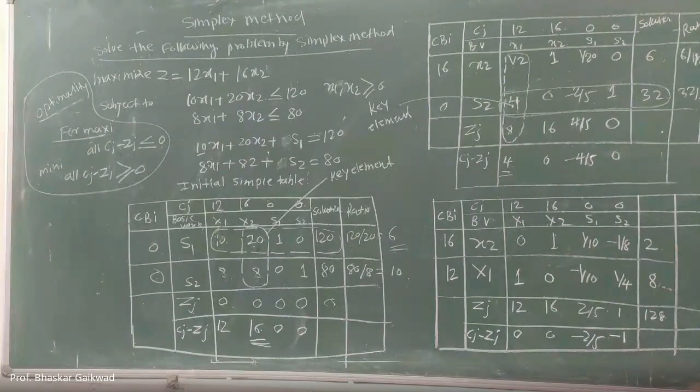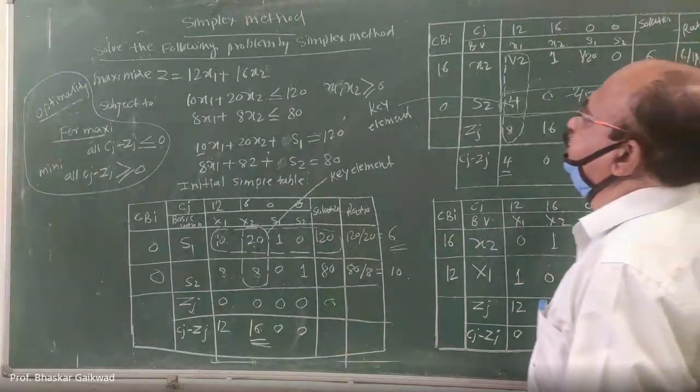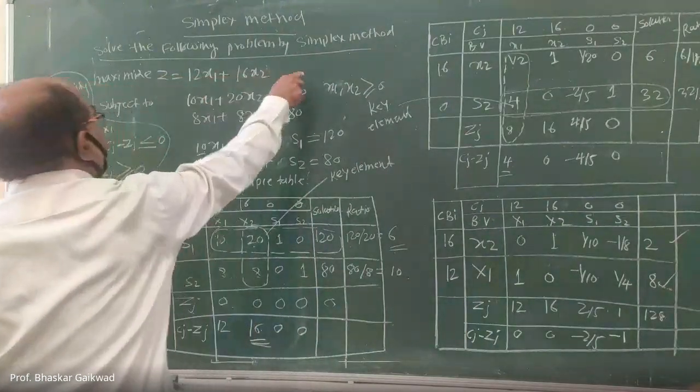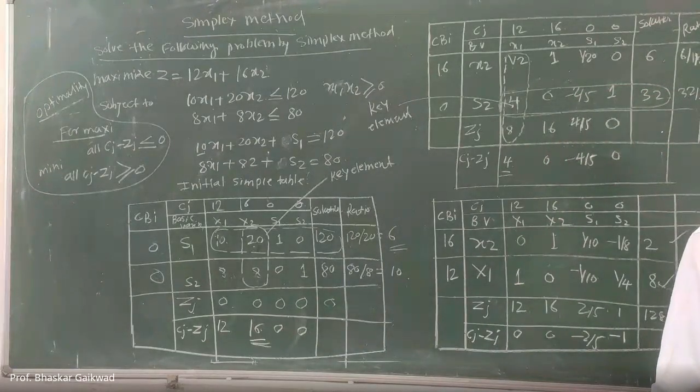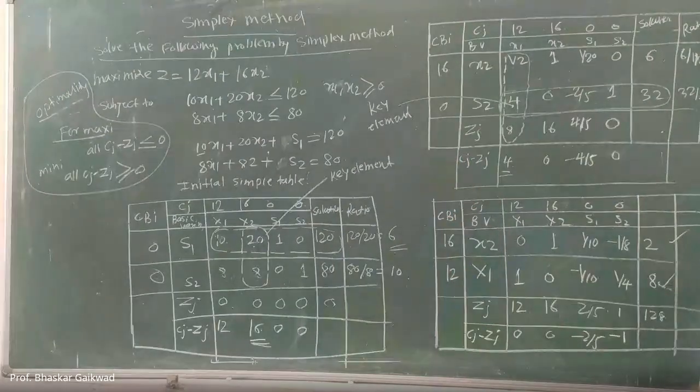That means our x2 will be 2. Then this x1, x2, so we will get 9. Okay. So I will take 12 into 8 plus 16. Correct. This is the example by the simplex method.